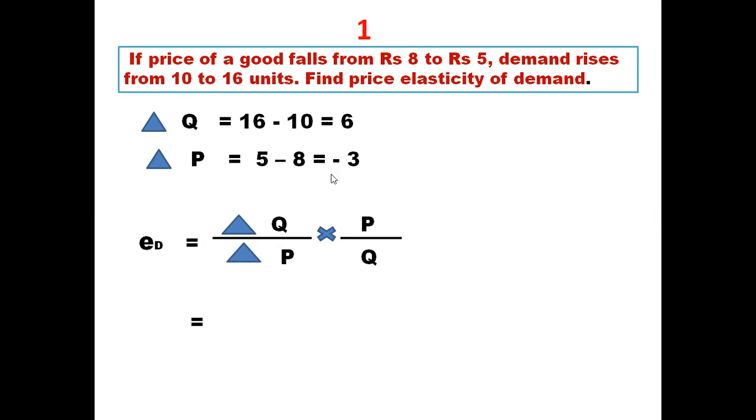Now let us substitute the values in the formula. The formula is del Q by del P multiplied with P by Q. So del Q is 6. Del P is minus 3, but we will ignore the negative sign because we know elasticity of demand is always positive. Initial price is 8 here. Initial quantity is 10. So we do the calculation and we find that the price elasticity of demand is 1.6.